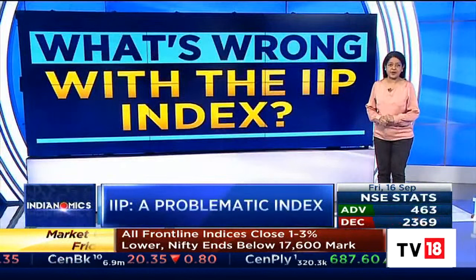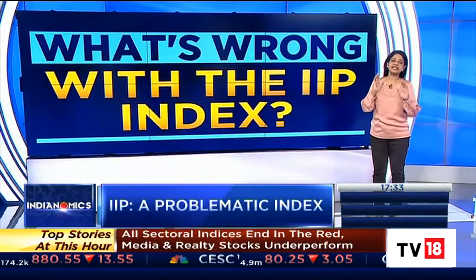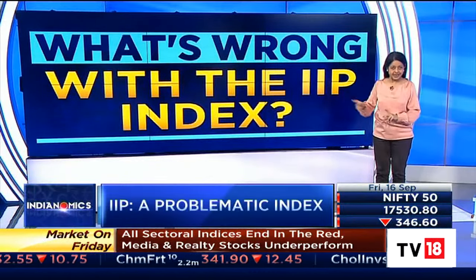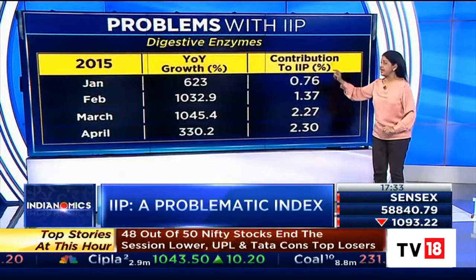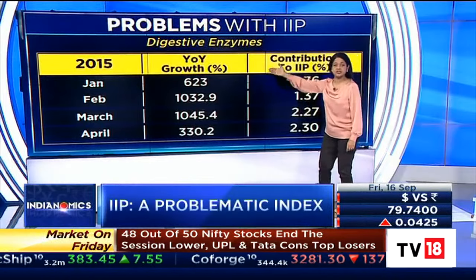The Index of Industrial Production, or IIP, is an important indicator of growth, but has been a nightmare for economists and often the target of jokes. Here's why. Let me pick one or two rogue items. First, digestive enzymes. This has a weight of just 0.22 in the index, but look at its growth.